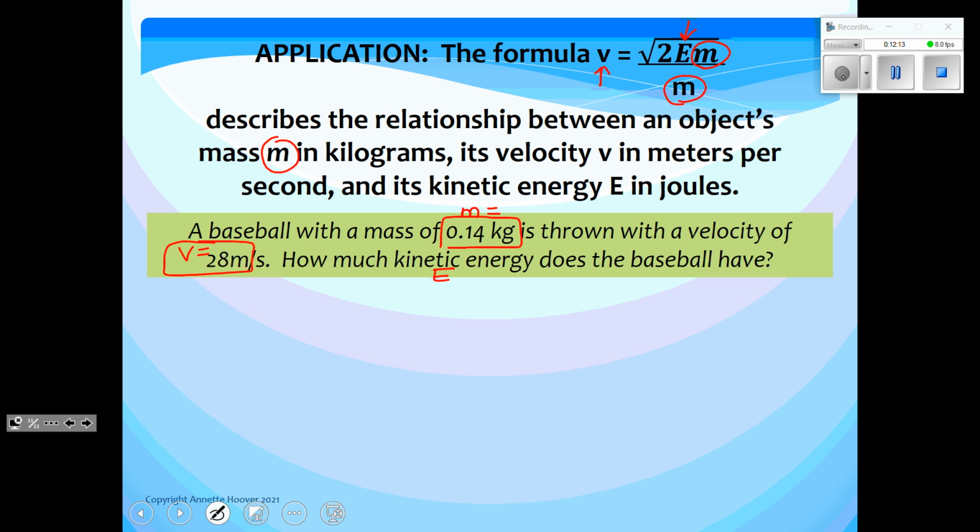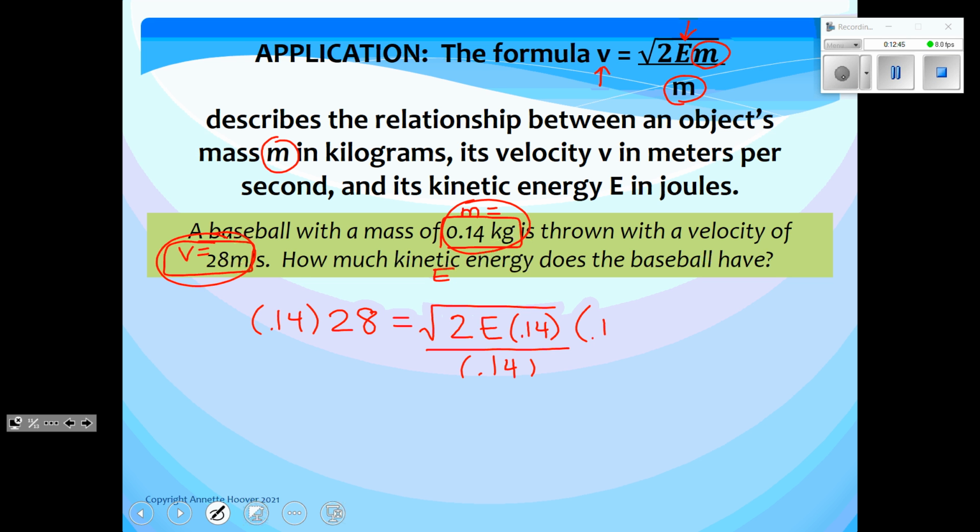So what we're going to do is plug this number in for m, this number in for velocity. So in place of the v for velocity, we're going to put 28. Then we have the square root of 2 times the kinetic energy, which we're solving for, times the mass of 1,400, divided by 1,400. To solve this, you see a radical here on the right side of the equation. It's being divided by 1,400. So the first thing we want to do is multiply both sides by 1,400. And what happens is this is going to cancel out this.